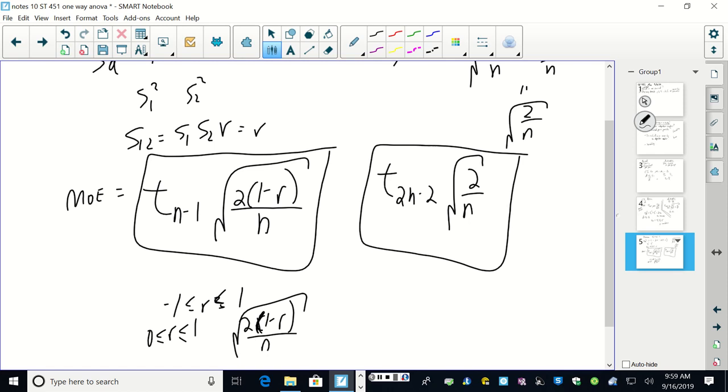That's a parenthesis there. So that part is less than or equal to 2 over n. Right? So the pairing, as long as there's some correlation, makes that one smaller. But it's better to have more degrees of freedom. This number, the 2n minus 2 cutoff, is smaller than that one. So there's no clear winner.